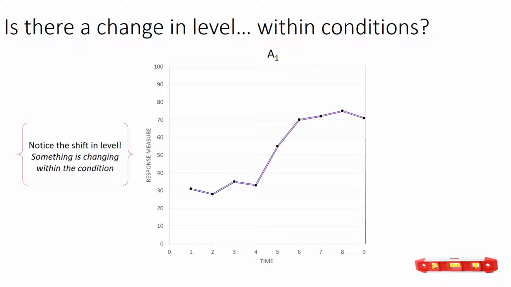When examining level, notice if there are changes in level within a condition. In this illustration, the phase began with 4 data points at a relatively low level. Then, around the 5th data point, there is a rapid rise with the final 4 data points at much higher levels. This shift is a good indication that something is changing within the condition. If this change in level occurs, ask yourself, what are you not accounting for? Or in other words, what could have changed in this condition that I did not have control over?